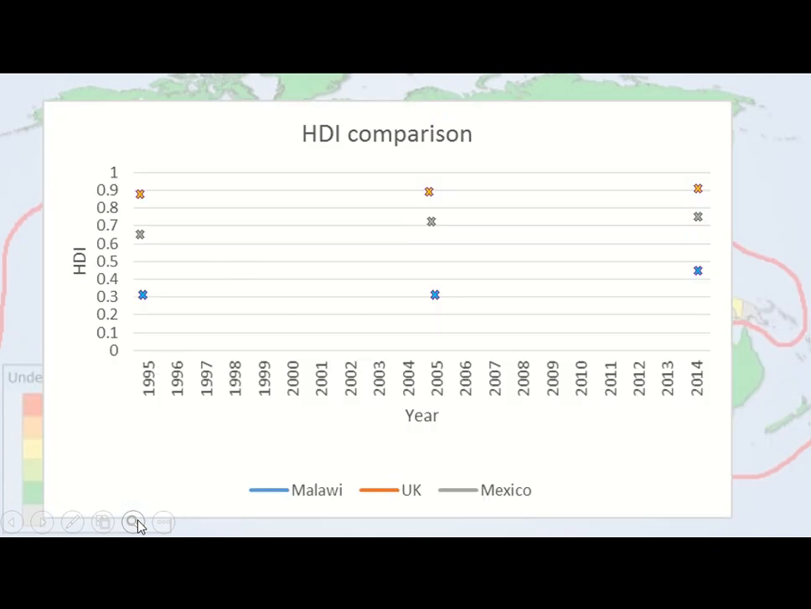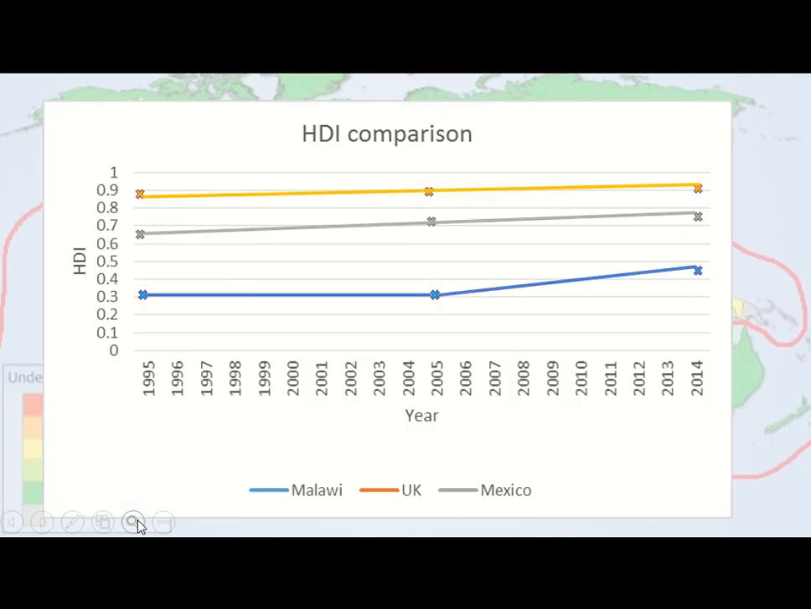Okay, so here is a graph which should be something along the lines of what you've done. Malawi is far less developed in terms of its HDI than the UK and Mexico. Mexico is kind of getting there. The UK's the highest of the three, and these two are slowly improving, whereas Malawi has managed to get quite a lot of gains over the last 10 to 15 years, and that shows that it's able to develop a bit more rapidly as maybe wealth is being generated and things like that.